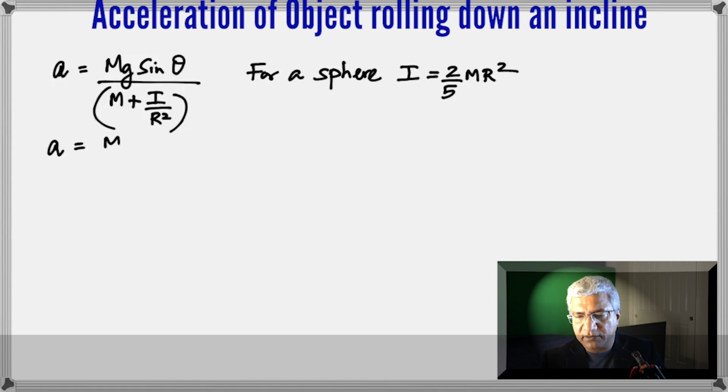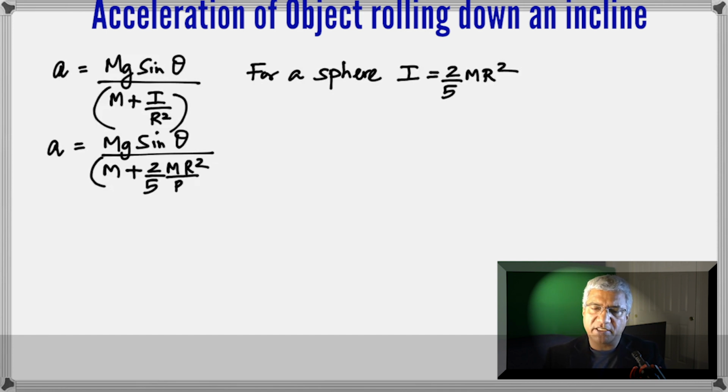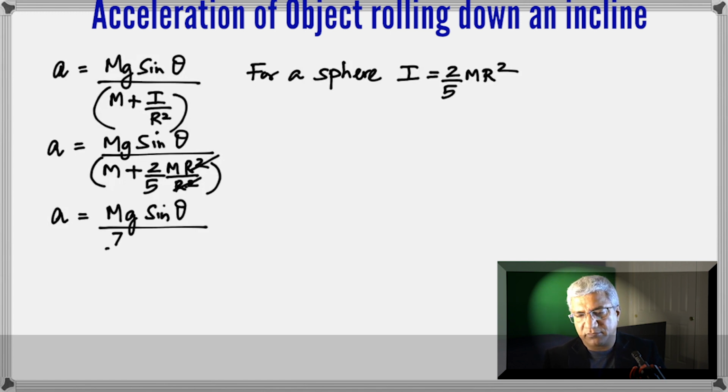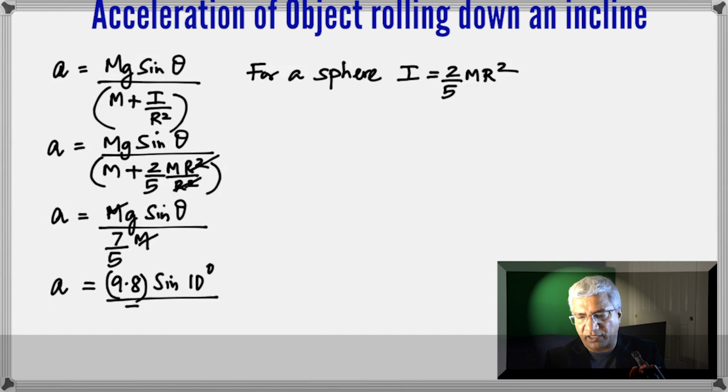So let's do that. So mg sine theta by m plus, right there I'm going to put 2 by 5 mr squared by r squared. Again, simplify, cancel the r squareds, and the mass will get cancelled, and we will get the final relation. So that's 1 plus 2 by 5 becomes 7 by 5. Mass gone. And you get 5 by 7 g sine theta.